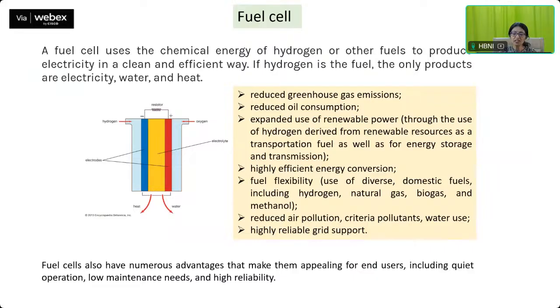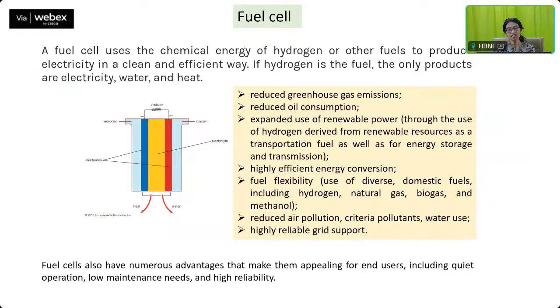So what are the advantages? Obviously, you have reduced greenhouse gas emissions. You have reduced oil consumption. You have expanded use of renewable power. Why? Through the use of hydrogen derived from renewable resources as a transportation fuel, as well as for energy storage and transmission. Then you have very highly efficient energy conversion.